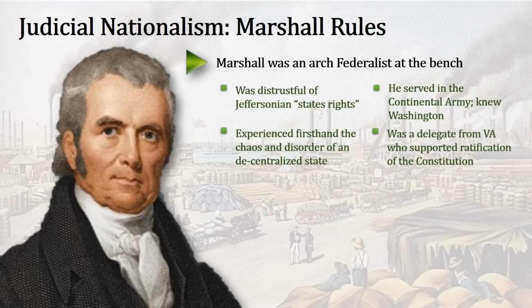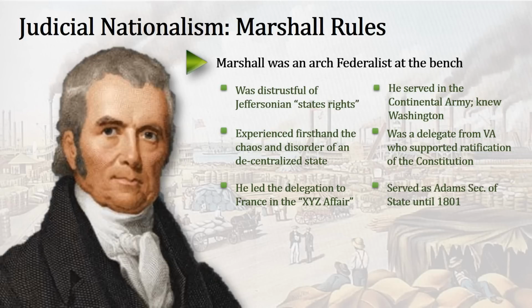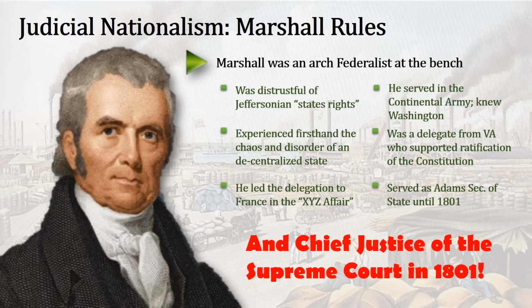Marshall also served as the delegate from Virginia who strongly supported ratification of the Constitution and got into several heated arguments with one of the anti-federalists, Patrick Henry. Marshall was also the one who led the delegation to France in what became known as the XYZ Affair, and he served as John Adams' Secretary of State until 1801. Now, John Adams was going to appoint John Jay as the Chief Justice of the Supreme Court, but John Jay thought that the court lacked energy and dignity, and Marshall jumped at it. So Marshall becomes Chief Justice of the Supreme Court in 1801, and in doing so, he is going to transform not only the office of Chief Justice, but the Supreme Court itself.